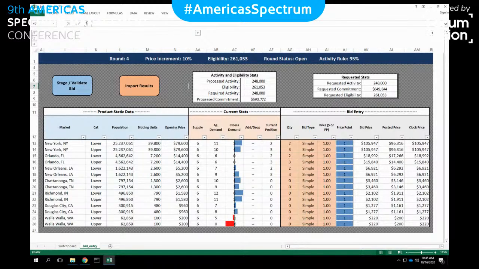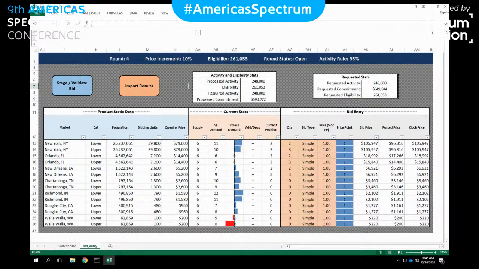The Orlando upper was not processed. No demand entered that market. But if this was a real bid in a real auction, we would continue to want to express that value round after round, that if this price were to rise, we want to drop a block.